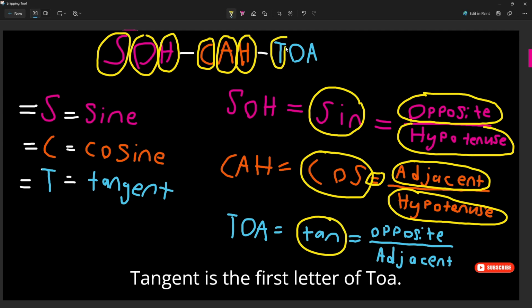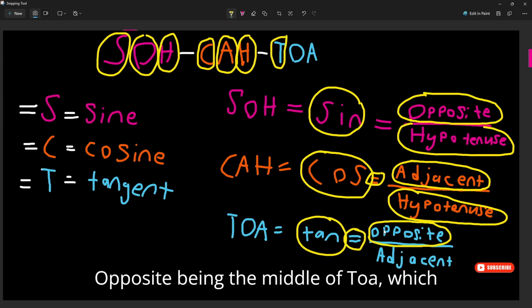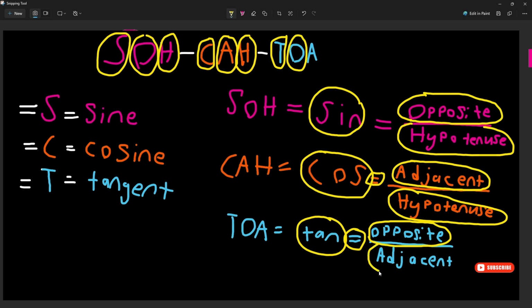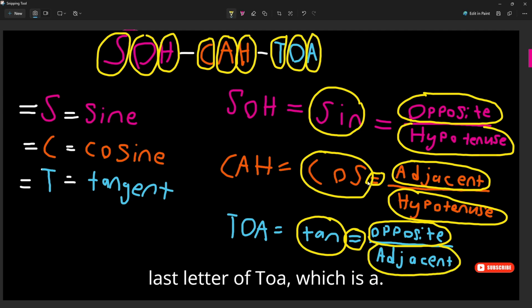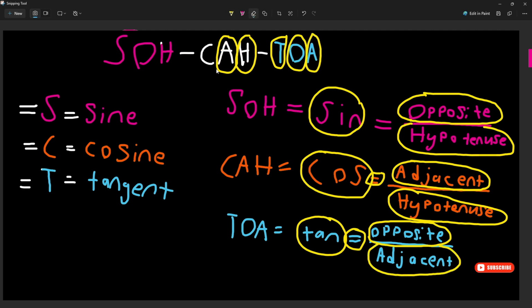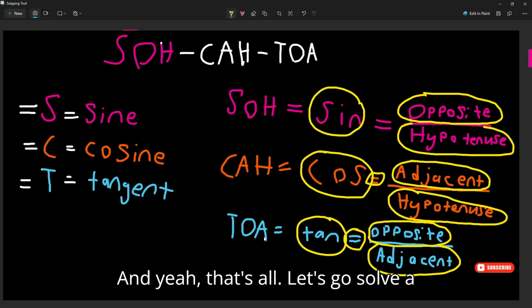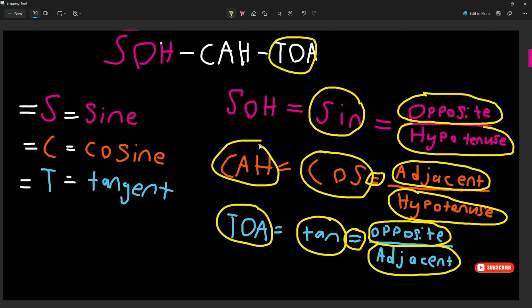Tangent is the first letter of TOA. Opposite is the middle of TOA, which is O. And the final one is adjacent, the last letter of TOA, which is A. And yeah, that's all. Let's go solve a problem.